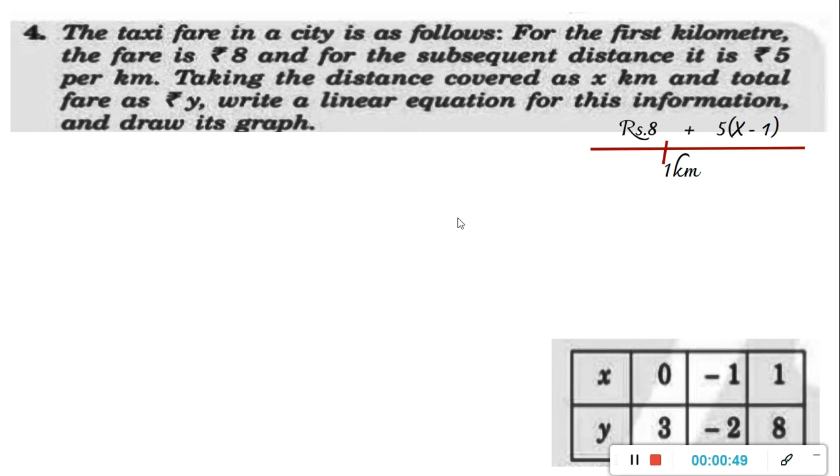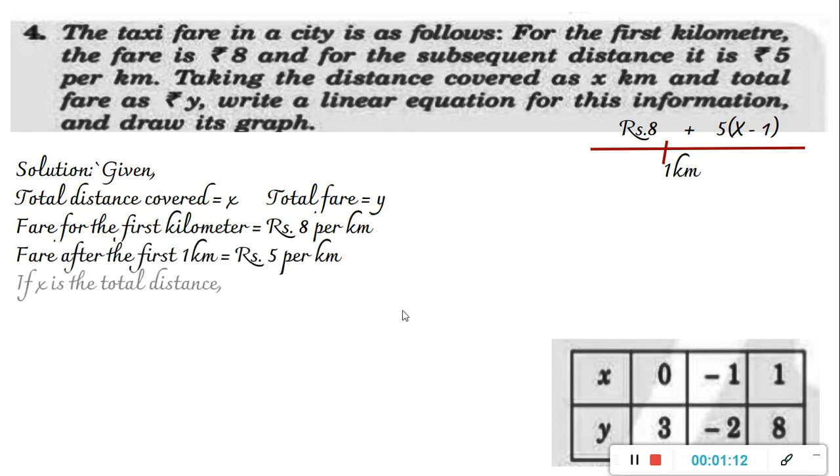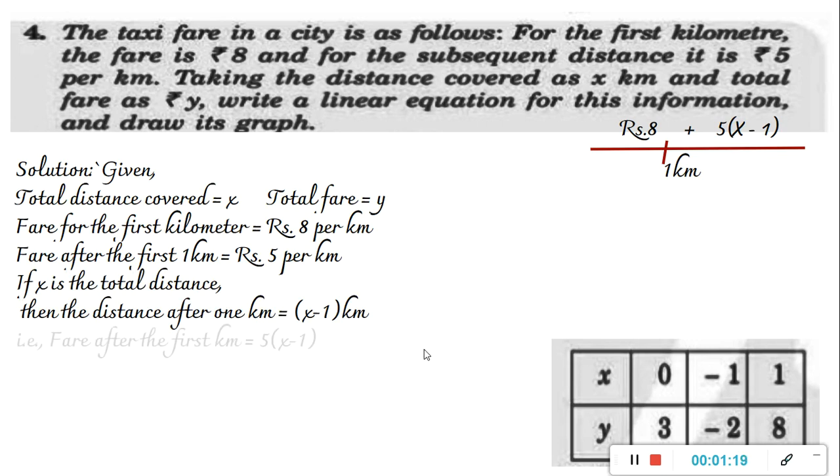So in the question, it is given that the total distance covered is x and the total fare will be y, right? For the first 1 kilometer the fare is rupees 8, and for the remaining distance it will be 5 rupees per kilometer, right? So x is the total distance, then the distance after 1 kilometer will be x minus 1, right? So the fare after the first kilometer will be 5 into x minus 1.